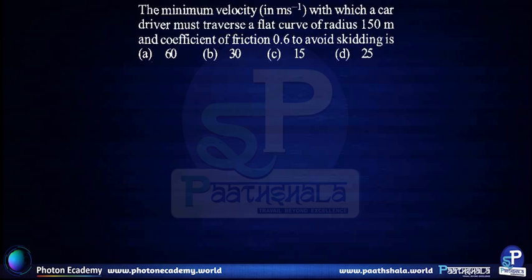The minimum velocity in meter per second with which a car driver must traverse a flat curve of radius 150 meters and coefficient of friction 0.6 to avoid skidding is to be calculated.